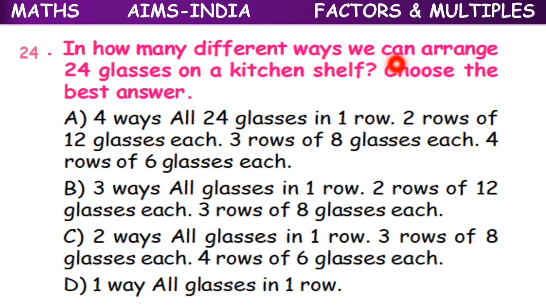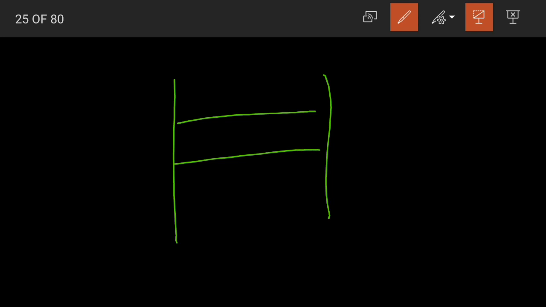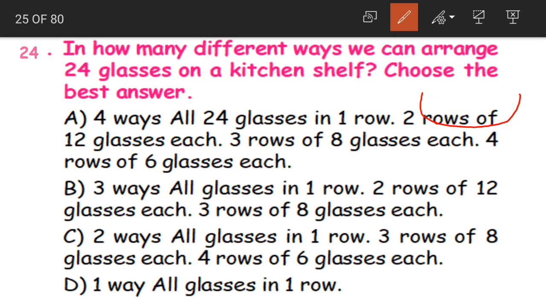Next question 24. In how many ways can we arrange 24 glasses on a kitchen shelf? Choose the best answer. What are they saying? On a kitchen shelf, there is one shelf. You know what a shelf is, right? On our wall, we have shelves where we keep all our things. Now there is one shelf and we have 24 glasses. We have to tell in how many ways we can arrange these 24 glasses.